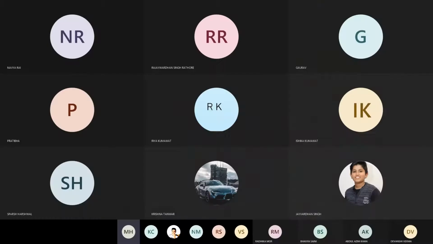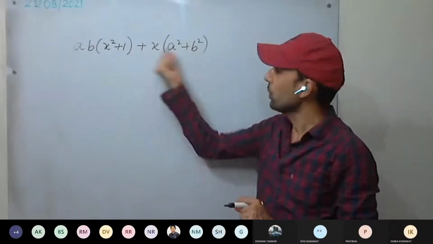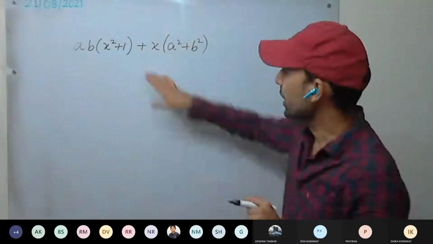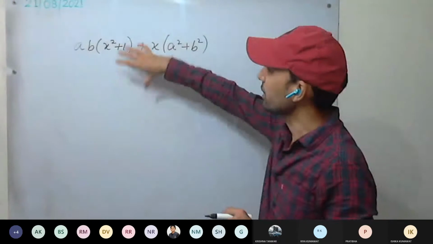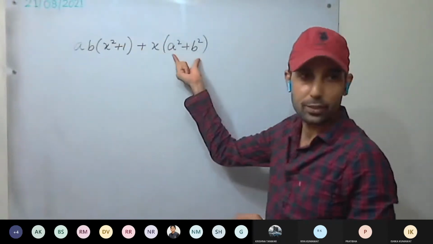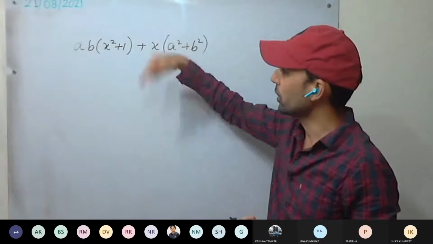into x square plus 1 plus x into a square plus b square. So there is nothing common here. It means what has happened with this question? Someone has done the grouping wrong and got these groups. So what we have to do? We have to undo it.